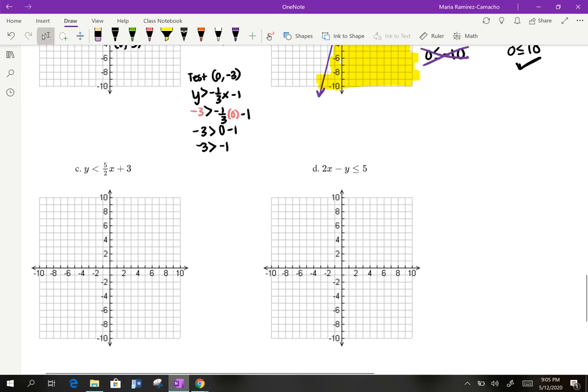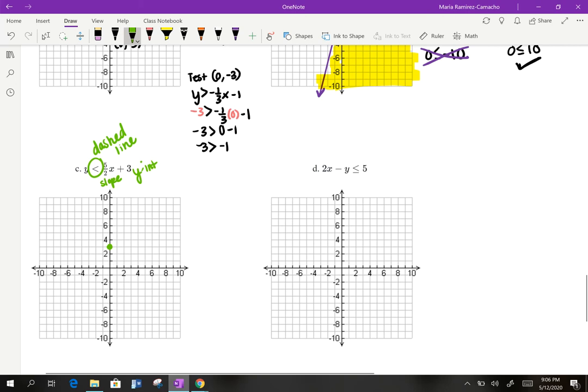Okay, 2 more to go. Okay, here we know this is going to be a dashed line. Here's my slope. Here's my y-intercept. Starting at 3, my y-intercept, I'm going to draw a slope triangle.